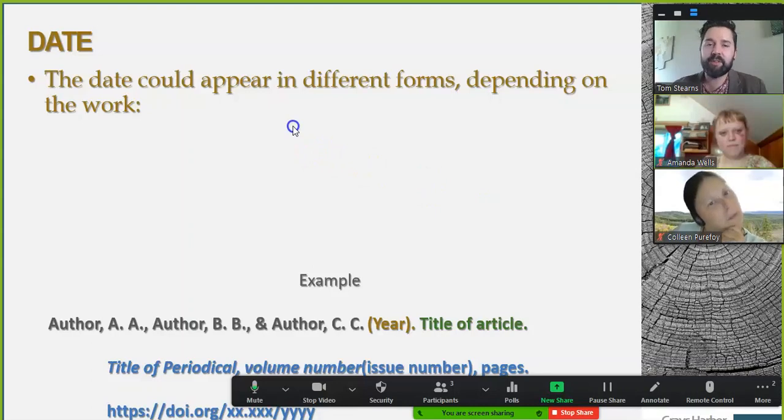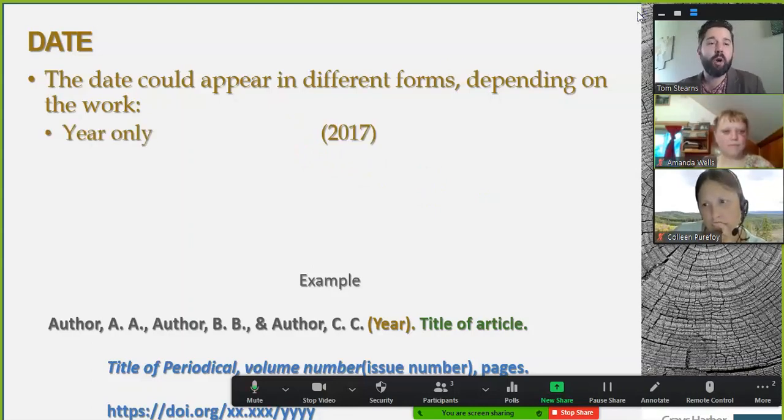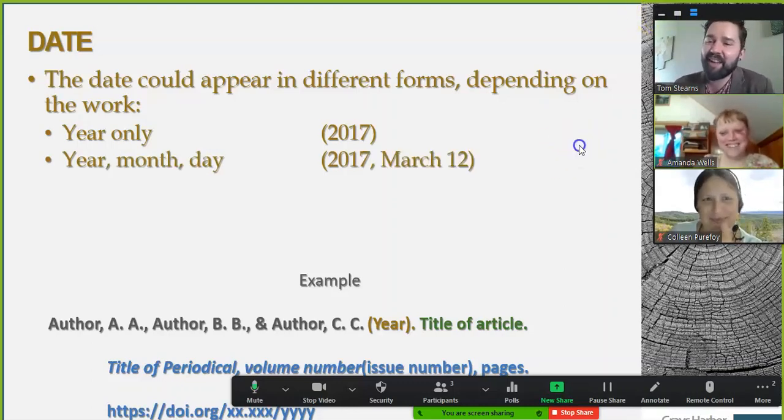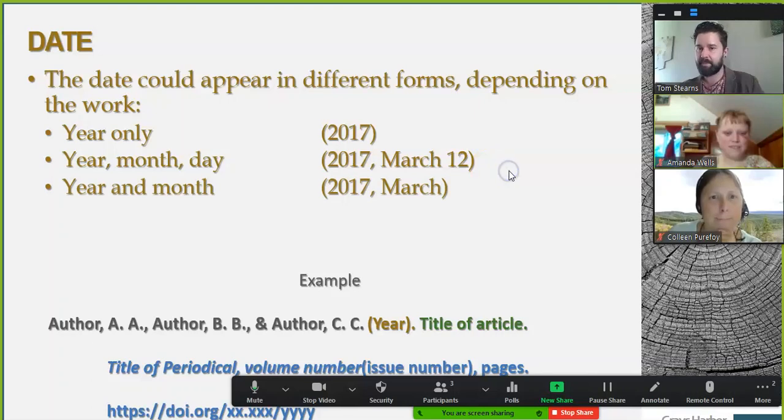So the date could appear in different forms depending on the work. So if the work only provides the year, then you just put the year, 2017. If you've got a year, month, and day, then you would put all of that information, and it would appear like this: the year, comma, and then the month, and then the day. You wouldn't write March 12th, comma, 2017. The year and the month, so 2017, comma, March.